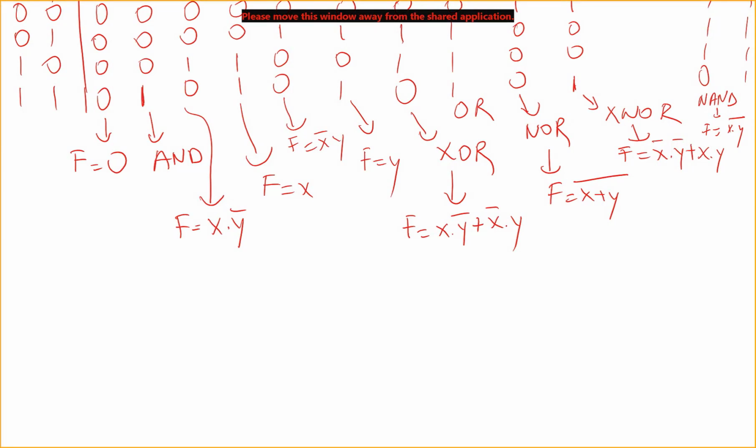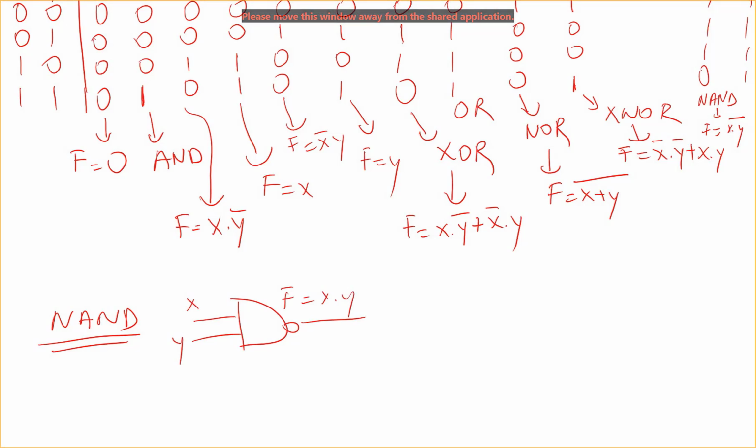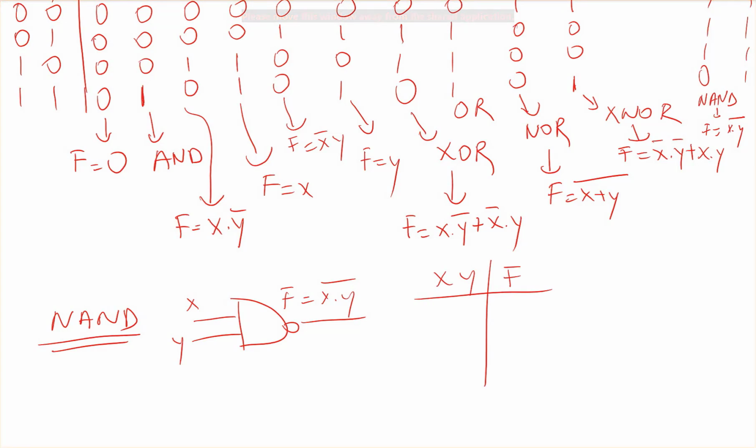So these are the important functions. Let's start with NAND. This is the symbol for the NAND gate. This is x, y, and f is equal to (x and y) not, and this is the truth table for the NAND function: 0 0, 0 1, 1 0, 1 1, and the output is 1 1 1 0.